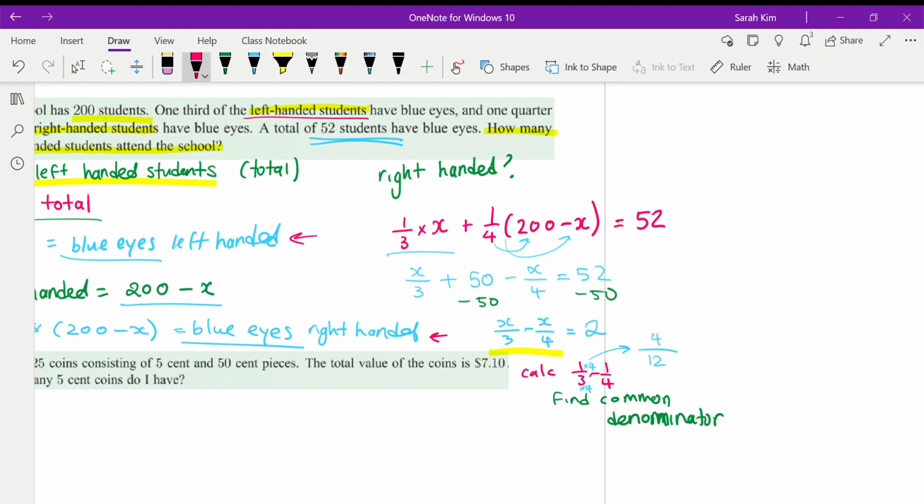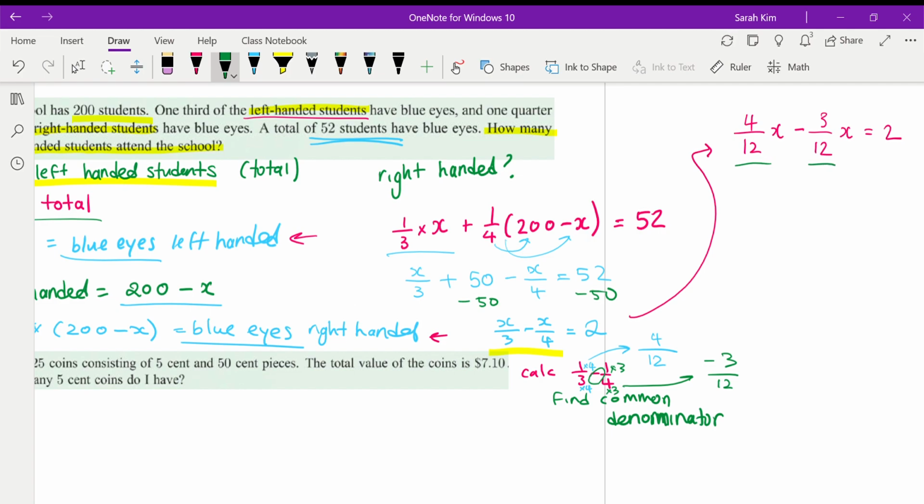Now, with this one, I'll do it over here, minus 1 over 4, so I can change it to a denominator of 12 by timesing 3, so I times the 3, so I get minus 3, because there's a minus here. So if I write that in, I get, sorry for being messy, but hope you're following, 4 over 12 x take 3 over 12 x equals 2. All I have to do is look at the numerators, 4 take 3, so I get 1, and the denominator stays the same, so it's 1 over 12 x, equals 2.